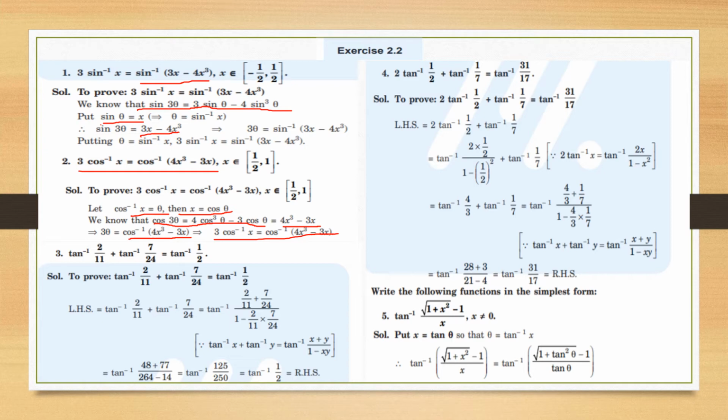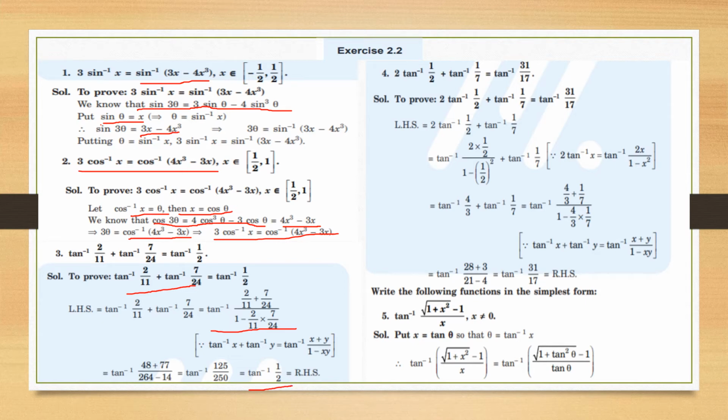Tan inverse 2 by 11 plus tan inverse 7 by 24 equal to tan inverse half. Right? So you know this tan inverse A plus tan inverse B, the formula is tan inverse A plus B upon 1 minus AB. So it can be applied to the left hand side, and I get tan inverse half, which is a very simple result.